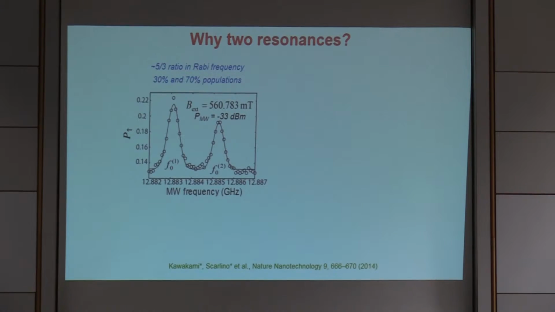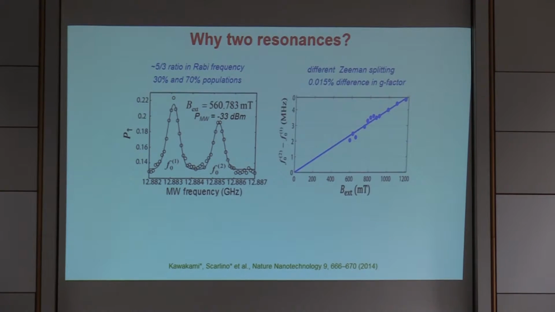And then what we can do is reduce the power and do a measurement again in CW, reducing the power in order to avoid power broadening. And so we can clearly resolve those two peaks. And the separation between those two peaks in frequency is not constant, but it's changing linearly as a function of external magnetic field.